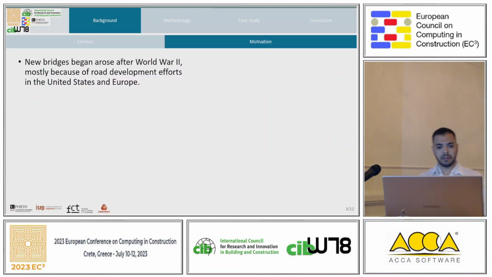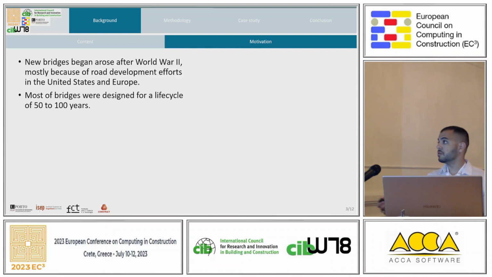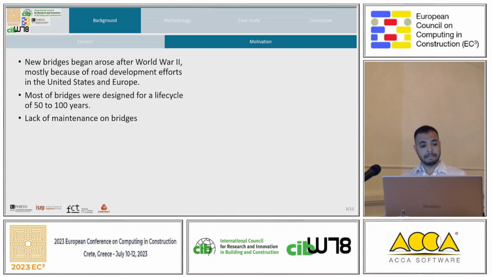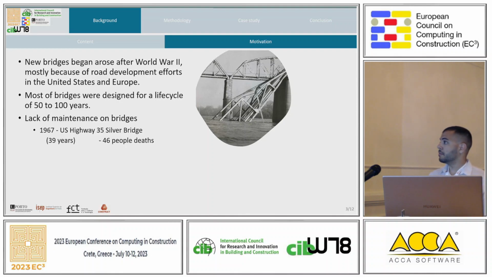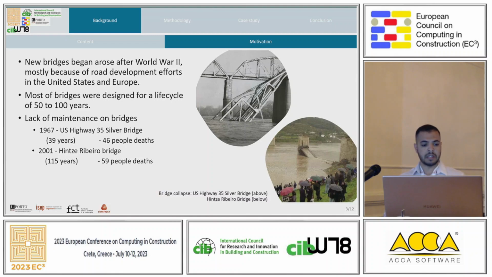So I believe that we all agree that the number of bridges that we have today had a boom increase after the Second World War, mostly because of the road development efforts in the United States and Europe. And we also know that these bridges were designed for a life cycle of 50 to 100 years. But during this boom, we forgot that we had bridges built before, and it brings us some troubles. Like in 1967, a bridge collapsed in the United States. It was a new bridge, only 39 years old, and it had some fatalities. And also in Portugal in 2001, a centenary bridge collapsed and killed 59 people.